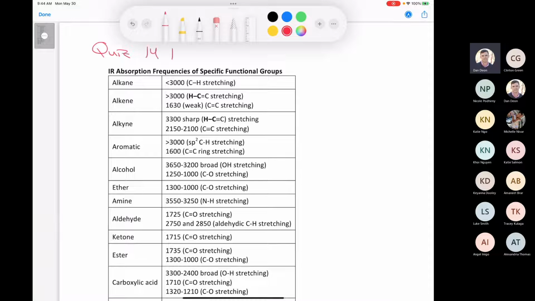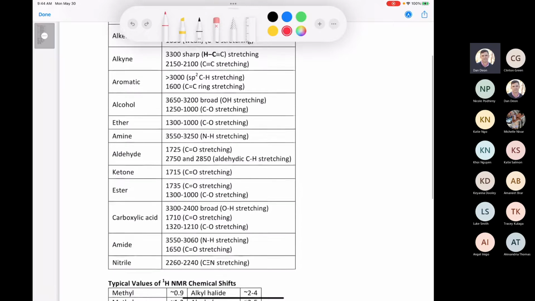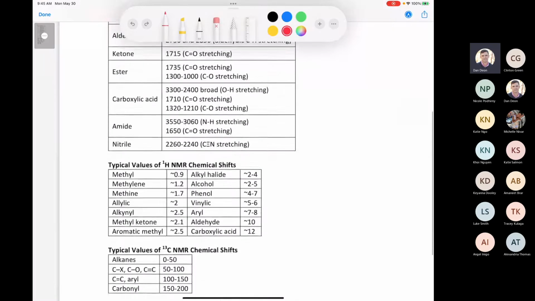We'll call this the quiz 14 handout. You will have this for quiz 14 and any subsequent quiz where I ask you a question about IR. I'll give you this table. And this is just a version of a table. It's like an abridged version of one of the tables that's found in our textbook.